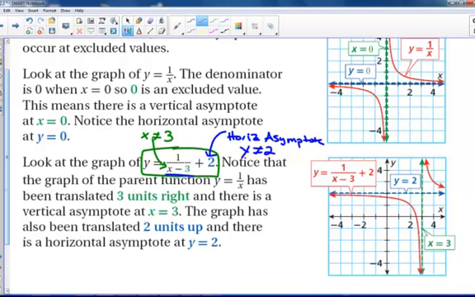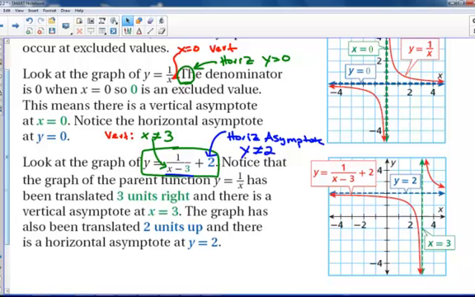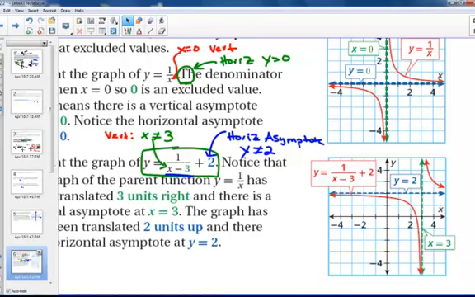So initially, there's nothing added, so x cannot equal 0 is my vertical asymptote. This is my vertical. And then my horizontal, there's nothing that's added or subtracted here. So my horizontal is also at y equals 0. So we're looking at the shifting to the right or the left, which changes the vertical asymptote, as well as shifting up or down, which changes the horizontal asymptote.